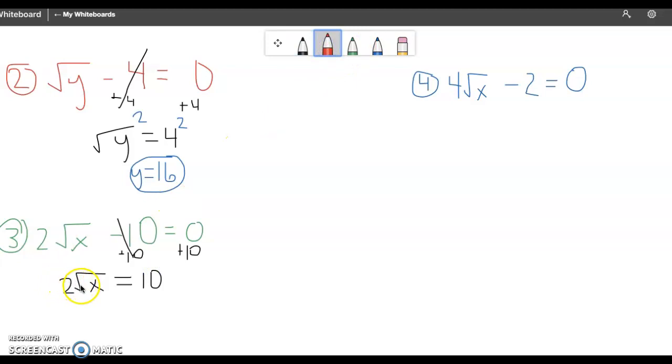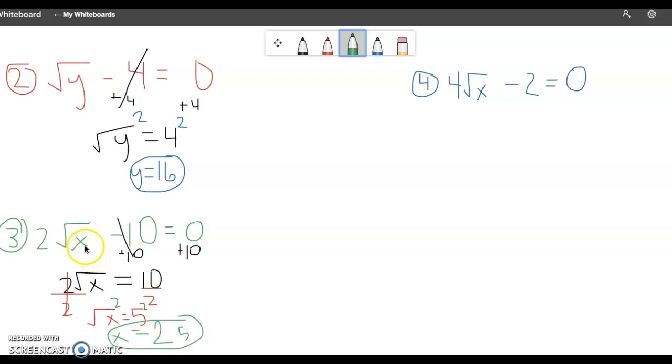To get rid of the multiplication, the inverse of multiplying is dividing. This says 2 times root x, so to undo that, we're going to divide by 2 on both sides. And then we're left with radical x equals 5. And then the same last step, you are going to square both sides of the equation. So we are left with x is equal to 25. And to check your work, you'd plug 25 back into this radical here.